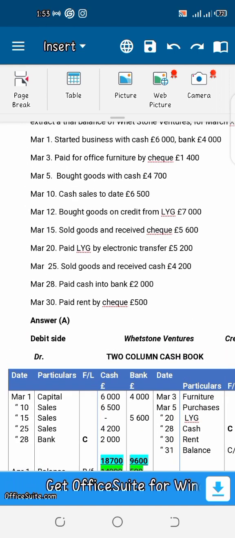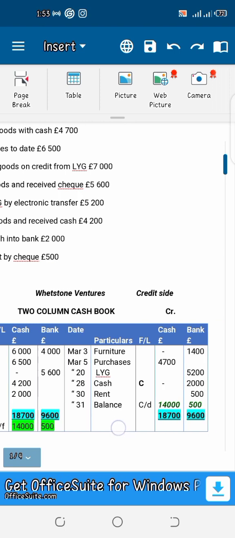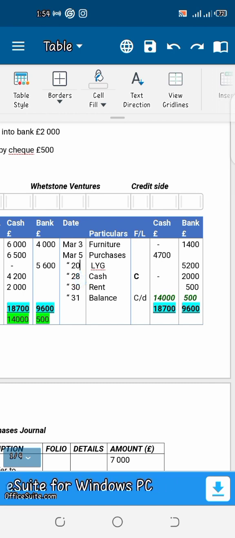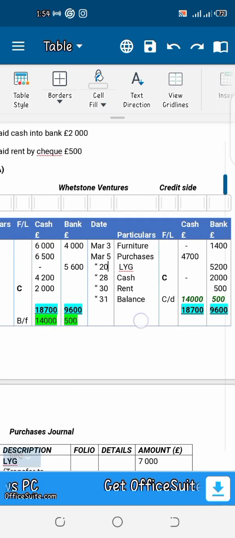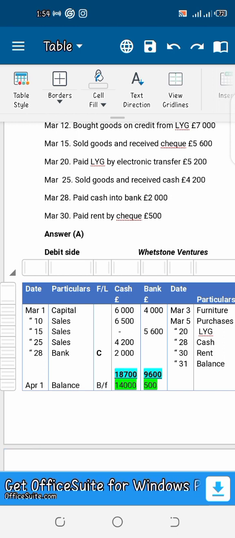March 20th, paid LYG by electronic transfer 5,200. Now payment is made to settle LYG company. 5,200 was paid as shown in the credit side, March 20th. 5,200 by check, and that is written in the bank column. And something notable happened on the 28th. On the 28th, we have paid cash into bank £2,000.